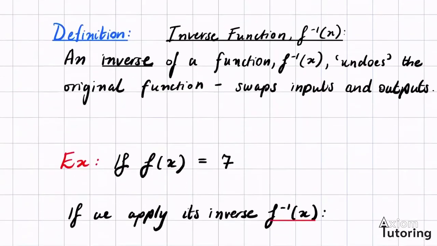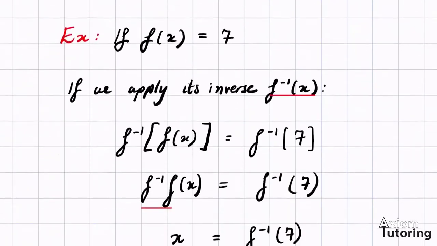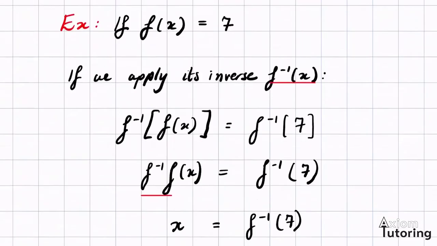So let's first start with the definition for an inverse function. An inverse of a function, f to the minus 1 of x, undoes the original function. So it's swapping the inputs with the outputs. We can look at an example of this.